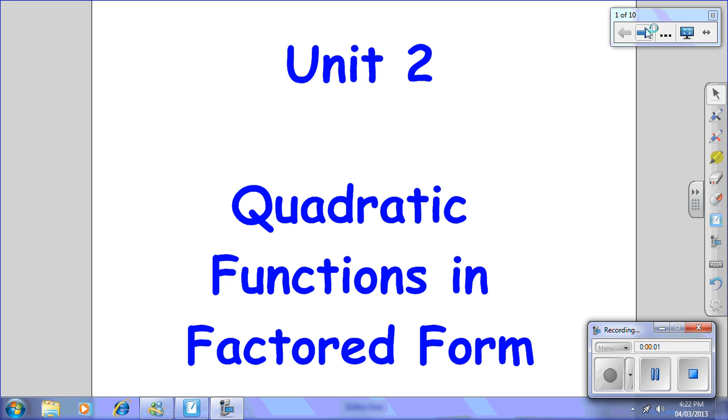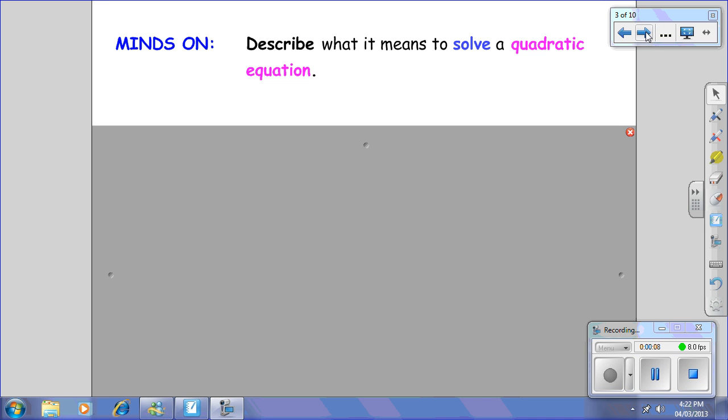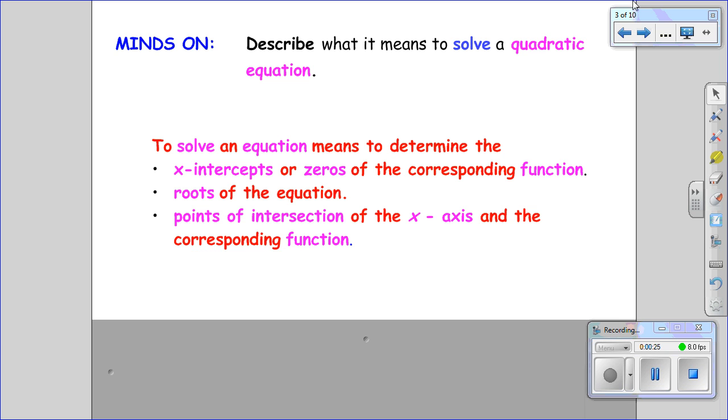Quadratic functions in factored form. More specifically, moving on to applications of quadratic functions in factored form. We need to review a few things first. We need to think about what it means when we solve a quadratic equation. It means we're finding the x-intercepts, or the roots, or the zeros, or we could call it the point of intersection of the x-axis with the function.